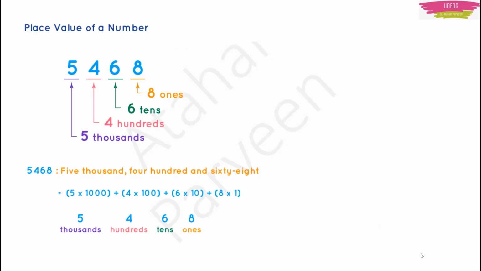We were talking about the place value. The place value of a number means, as I told you, the address of the number. For example, if I am giving you 5468, here the place value of 8 is ones, 6 is tens, 4 is hundreds and 5 is thousands. Now you can easily expand keeping this in mind, right? You write 5 into 1000 plus 4 into 100 plus 6 into 10 plus 8 into 1. So whatever is the address of that number, that you call as place value of that number.